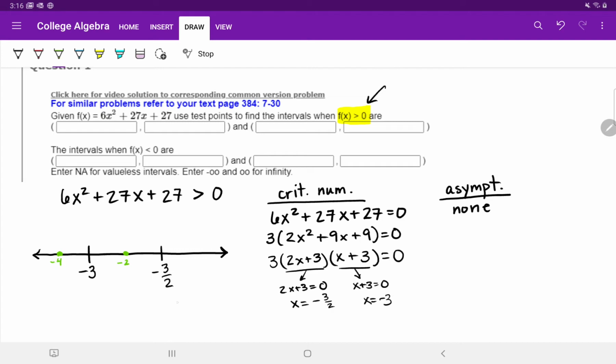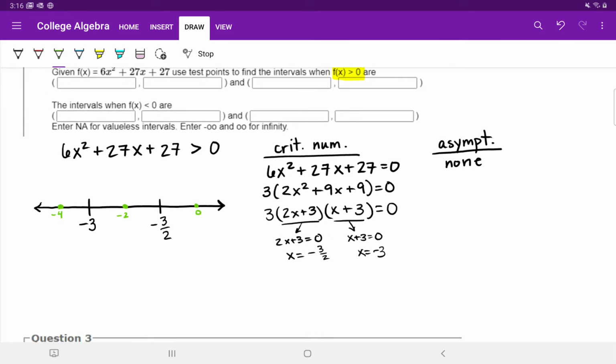Because negative 3 halves is just negative 1.5. And now we're going to pick a point to the right of negative 3 halves, any point we want. 0 is usually an easy one to use if you can use 0 in one of your intervals. It's time to test our test points.